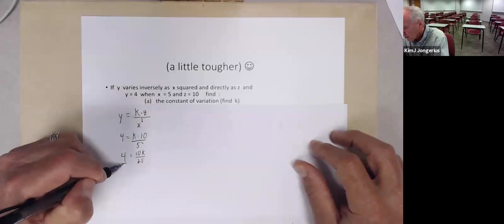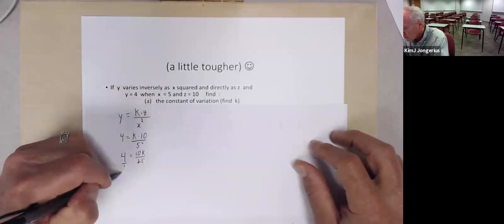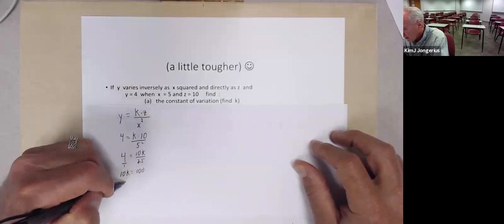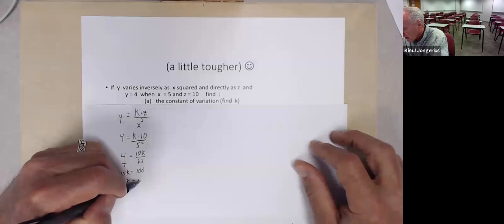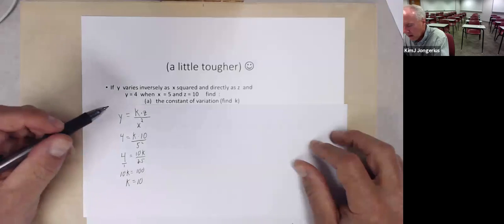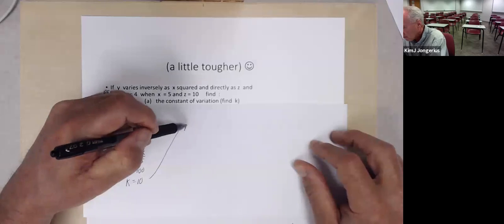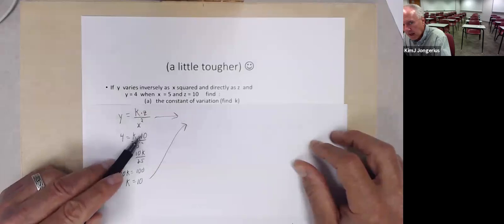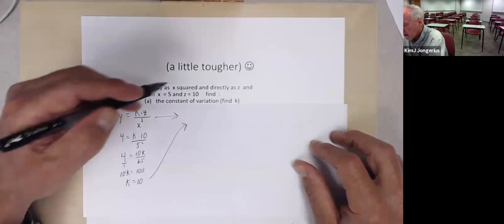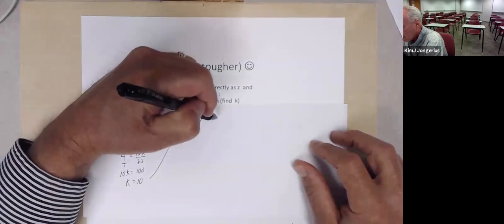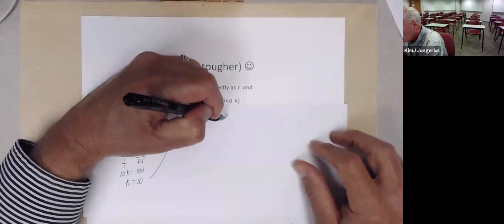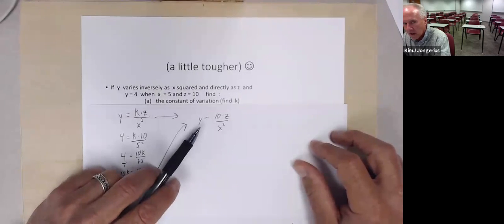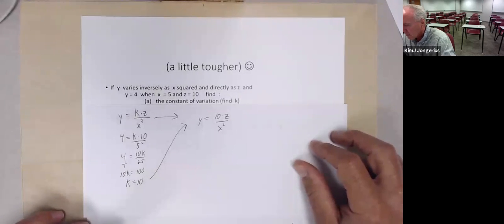I can cross multiply here. 10k times 1, 4 times 25. K turns out to be, in this case, 10. I can now plug that into this general one. So instead of the k, I'm going to put the value of k in there. So I end up with y equals 10 times z all over x squared. That's the equation that fits this particular problem.